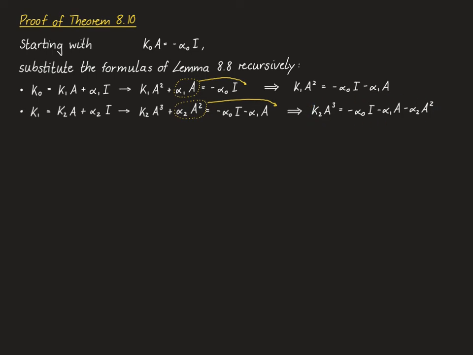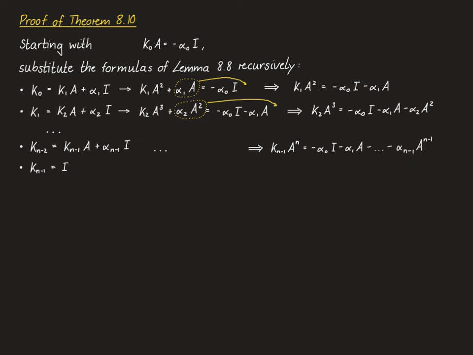So if we continue like this, up to k_{n-2} is equal to k_{n-1} A plus alpha_{n-1} I, then we obtain the equation k_{n-1} times A to the n is equal to minus alpha_0 times I minus alpha_1 times A, and so on, up to minus alpha_{n-1} times A to the n minus 1.